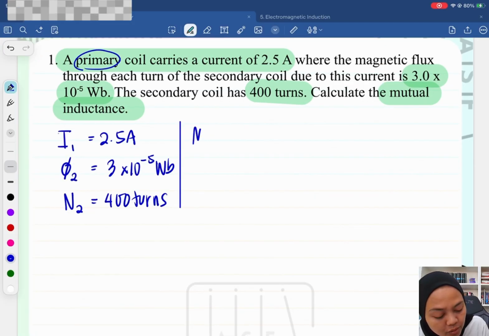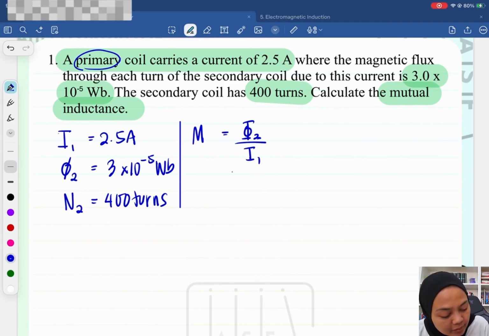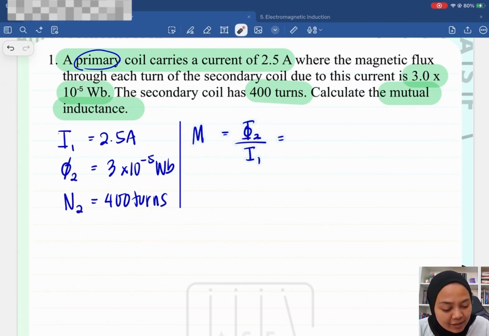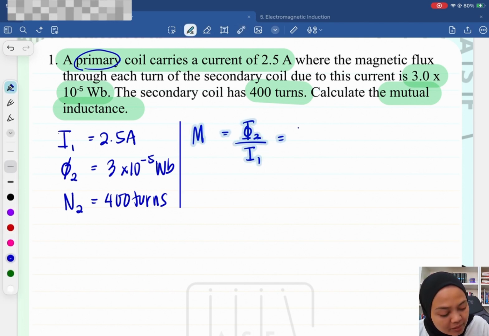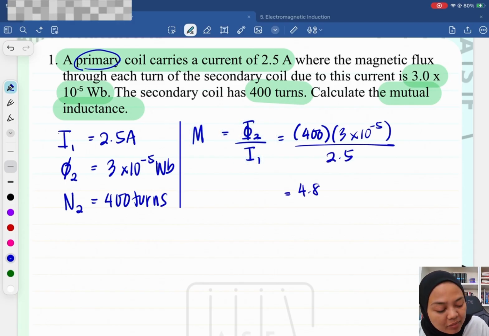We're going to use the equation M equals the flux linkage on the secondary coil divided by the current in the primary coil. So here I deliberately use the flux linkage symbol instead of the N flux. Either way, we're still going to multiply 400 turns with the 3 times 10 to the power of negative 5 Weber divided by the current in the primary coil. The answer is 4.8 times 10 to the power of negative 5 Henry.